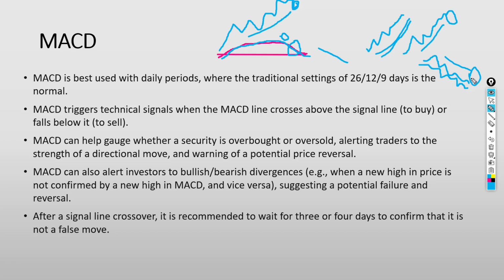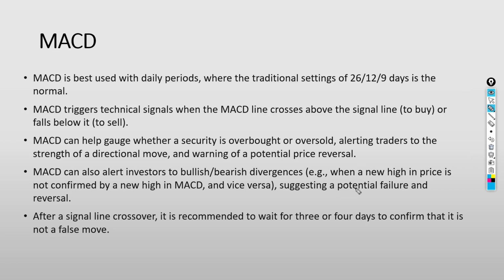So that one shows a bearish divergence, and then the opposite makes a clear bullish divergence. So this suggests a potential failure and then a reversal. After a signal line cross, it is normally recommended to wait for 2 to 3 days. That could be a good one. 2 to 3 days to confirm that this is not a false signal.